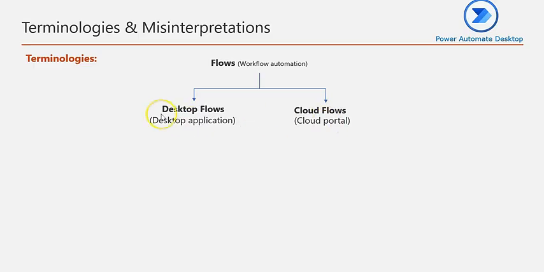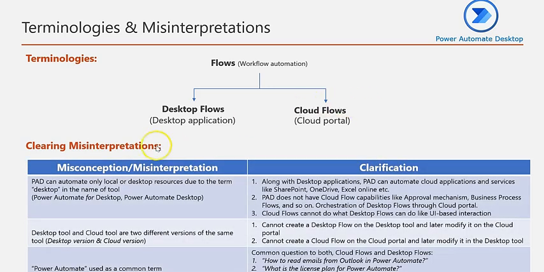For now, what you need to remember is desktop flows, cloud flows, and the third one is business process flows that I spoke about earlier. Now, clearing any myths or misconceptions. The left hand side is a misconception. My interaction with many people has led me to realize these misconceptions that people talk about when they say PAD. Its long form is Power Automate for Desktop or Power Automate Desktop.